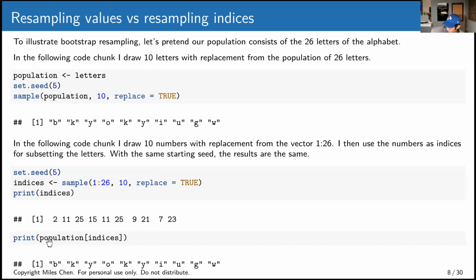And we can see that when I subset the letters A through Z using these indices that I've resampled, I get the exact same results. I get B, K, Y, O, K, Y, I, U, G, W, which is exactly what I had up here. So resampling just the numbers 1 through 26, or resampling the indices themselves, is equivalent to resampling the original values directly. Here it's just a matter of taking those values and subsetting the population based on those indices.